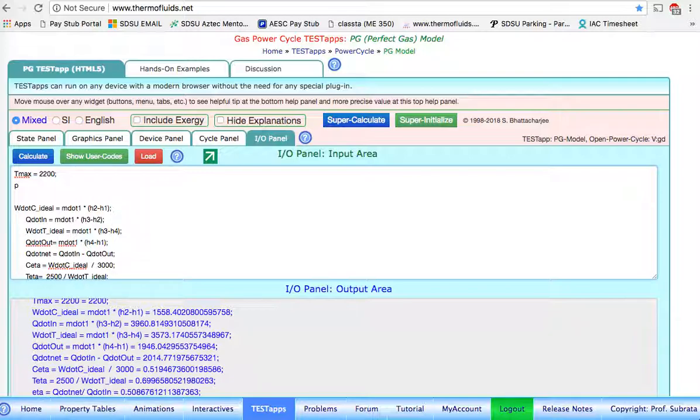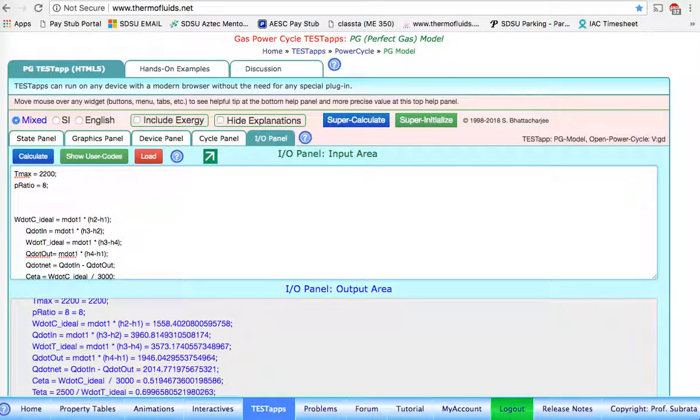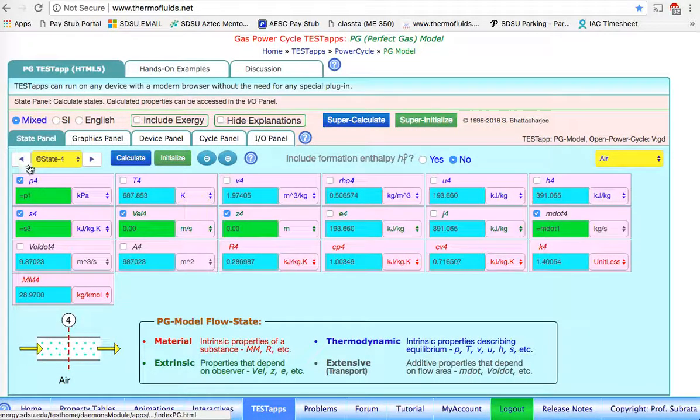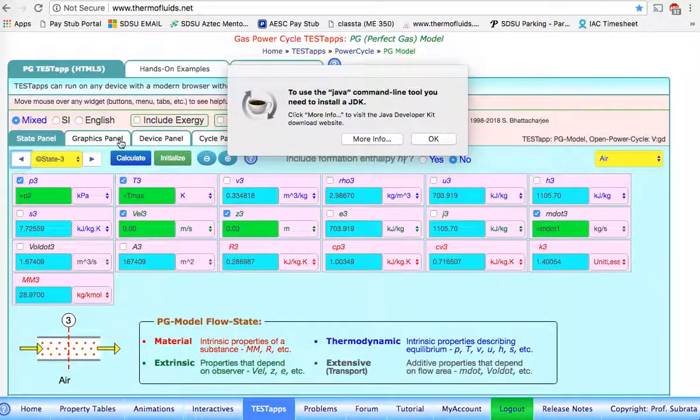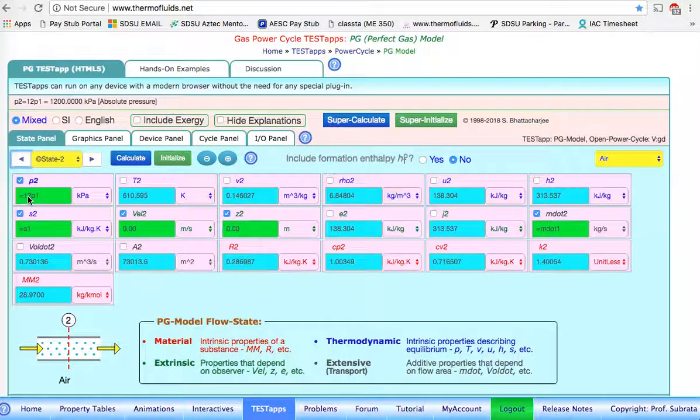Also the pressure ratio, which is 8, which we can do by going back to the only state that's reflected with the pressure ratio, state 2. There we can say it's pressure ratio multiplied by pressure 1. Here it shows us the new pressure, so it's 8 times the pressure 1, which was 100. The states are calculated. Let's supercalculate it.